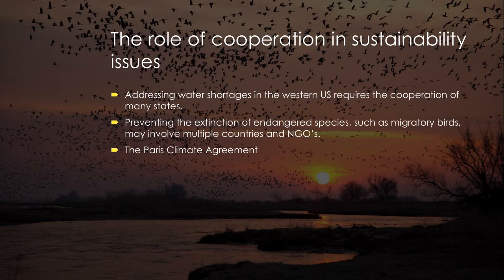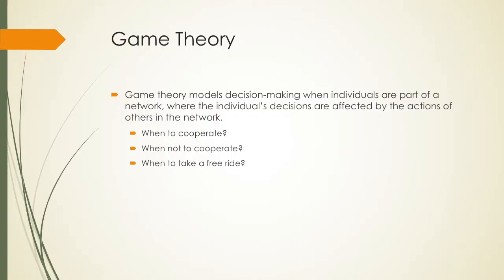The Paris Climate Agreement, signed in 2015, was an agreement among countries around the world to undertake efforts to combat climate change. The agreement is non-binding and fundamentally relies on the cooperation and buy-in of the countries involved. Game theory can be useful for modeling such scenarios because it models decision-making when individuals are part of a network, where the individual's decision is affected by the actions of others in the network. Game theory models will allow us to understand when the parties involved are likely to cooperate or not, including when one party might be motivated to free ride.